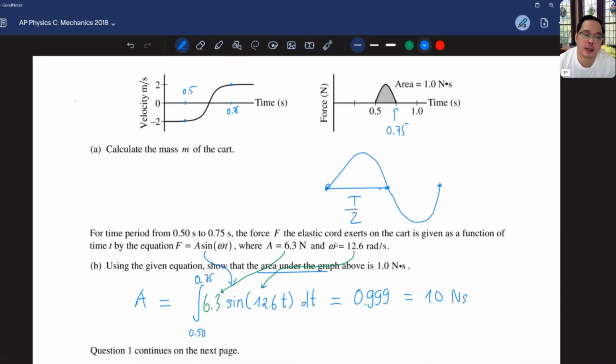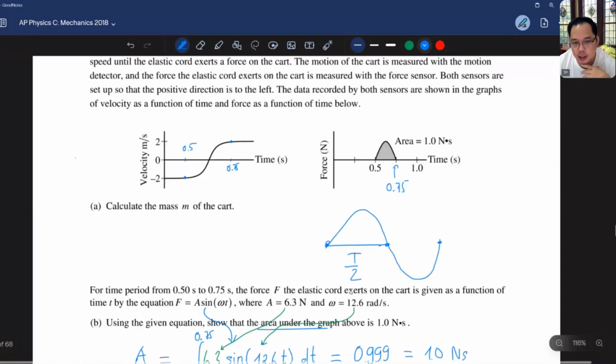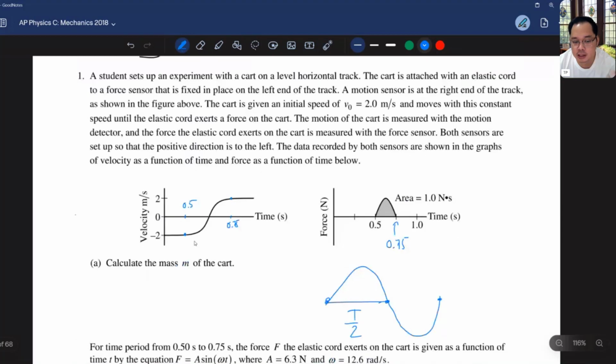Slowing down, meaning it takes less time for the new cord to reduce the velocity of the cart from 2 meters per second to zero, taking a shorter time, okay? Yes. But possibly the area can be equal, because that area is equal to the change in kinetic energy of the cart. That change in kinetic energy is twice the decrease of the kinetic energy from -2.